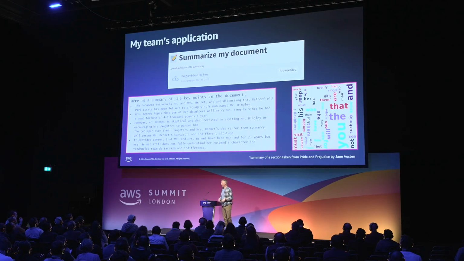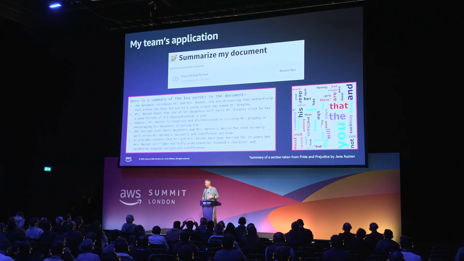So this is an application that summarizes a document. Our customers would upload a document, and it will then summarize that. In this case, it's Pride and Prejudice by Jane Austen. We're going to use some kind of generative AI tool to summarize the document, get the salient points from the document, and then create a word map from it. So the team's application pretty much generates a word cloud.